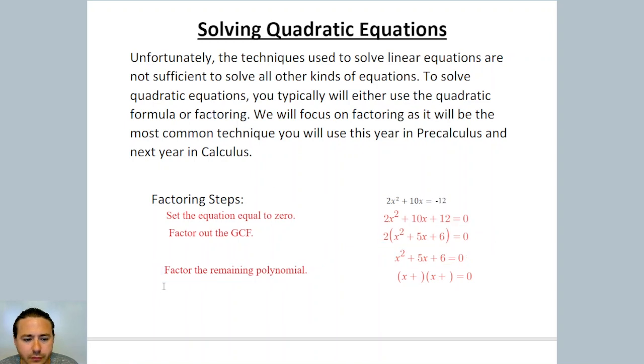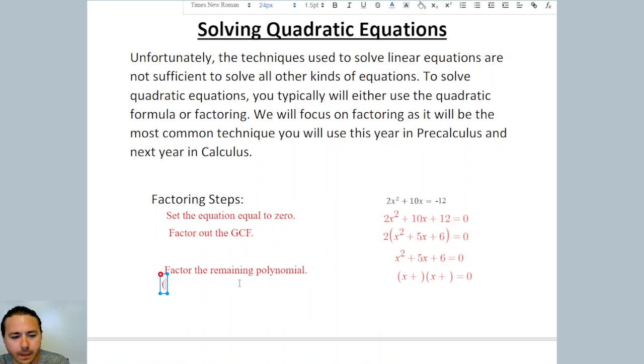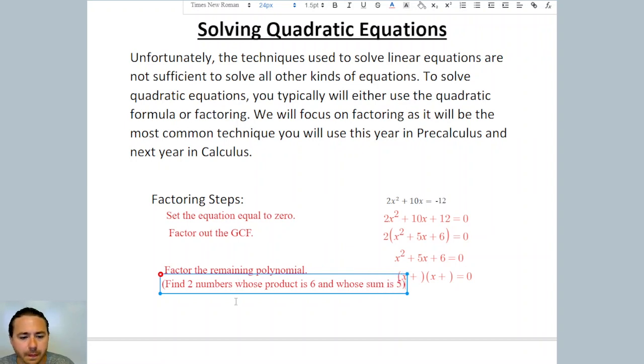Find two numbers that multiply, or I think I can word this a little better, whose product is 6 and whose sum is 5. Okay?